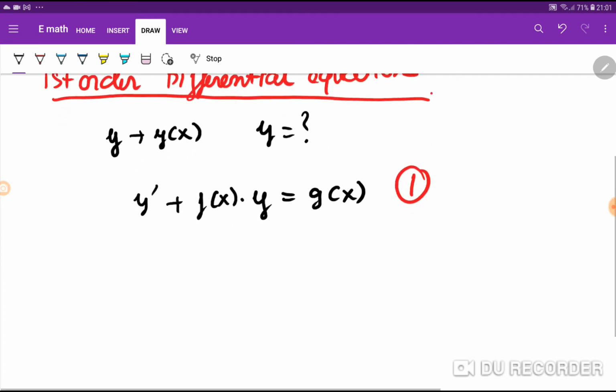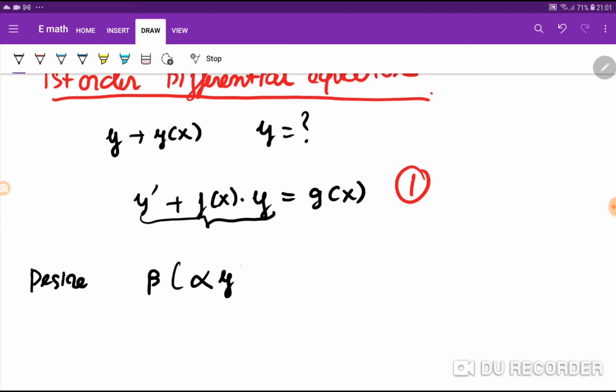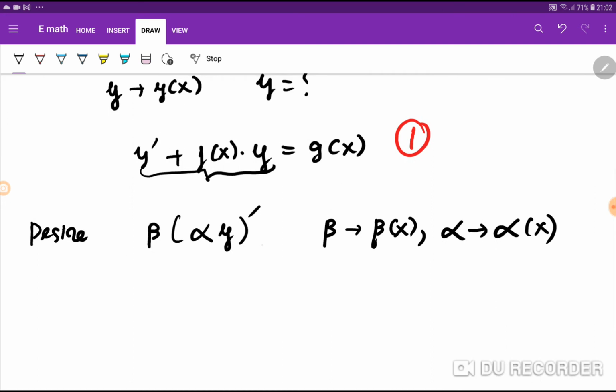But I say that, in order to solve this, you have a dream, right? You only have a desire. So your desire is you want to turn this thing right here into beta times alpha times y prime. Okay, y is beta and alpha. Beta is a function of x and alpha is a function of x. Okay, so why would you do that? Because if you can do this, you can solve for y, right?